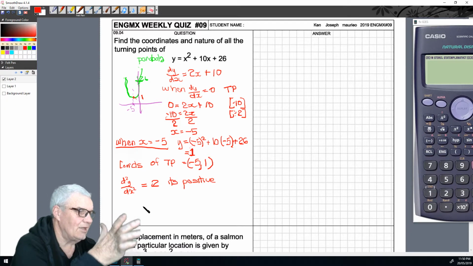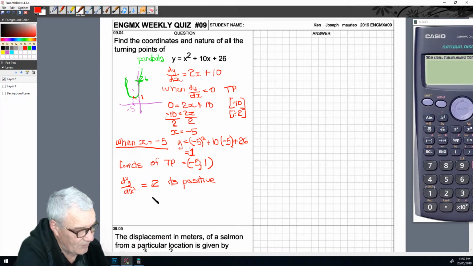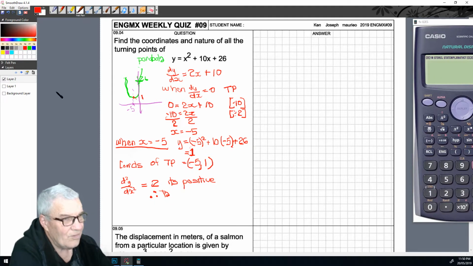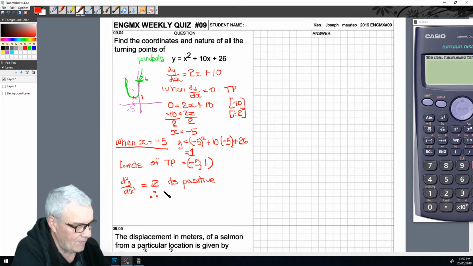Therefore it's increasing, it's getting bigger, therefore it's a minimum. Because we're here and it's getting bigger, the tangent is getting bigger, so it must be, therefore, the TP is a minimum.